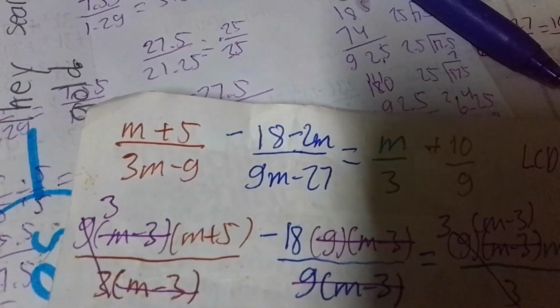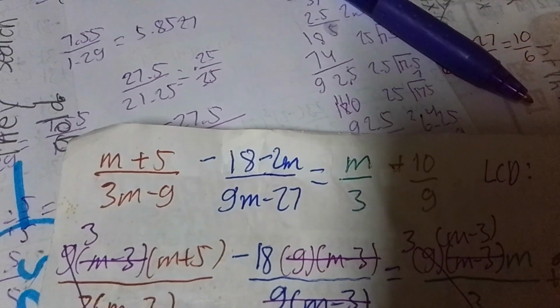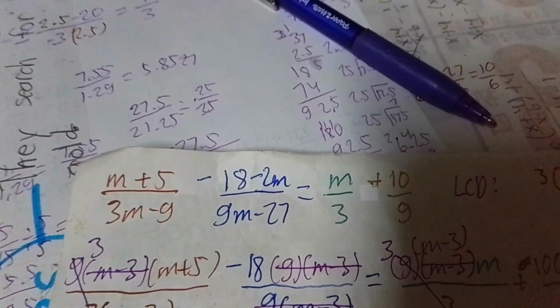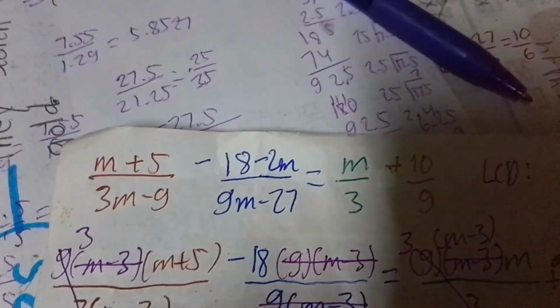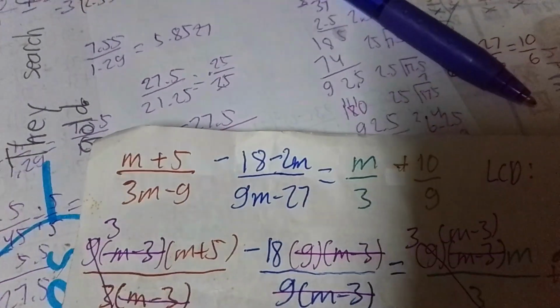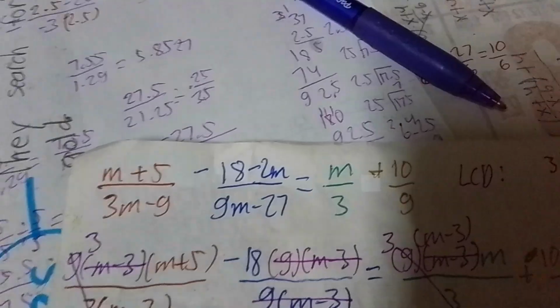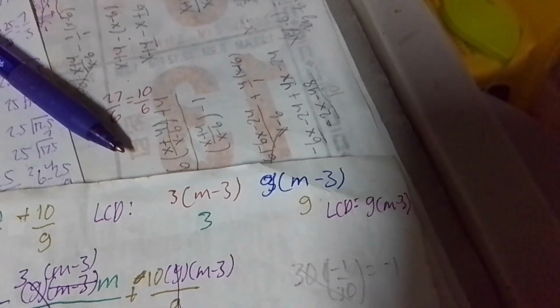So this is my solution sheet that I've done here. We have m plus 5 divided by 3m minus 9 minus 2m plus 18 divided by 9m minus 27. O yan, diba remember, may subtraction na naman tayo. So therefore, you have to distribute the negative to both terms. And then m over 3 plus 10 divided by 9. So our LCD is 9 times m minus 3. Diba? That is the LCD.